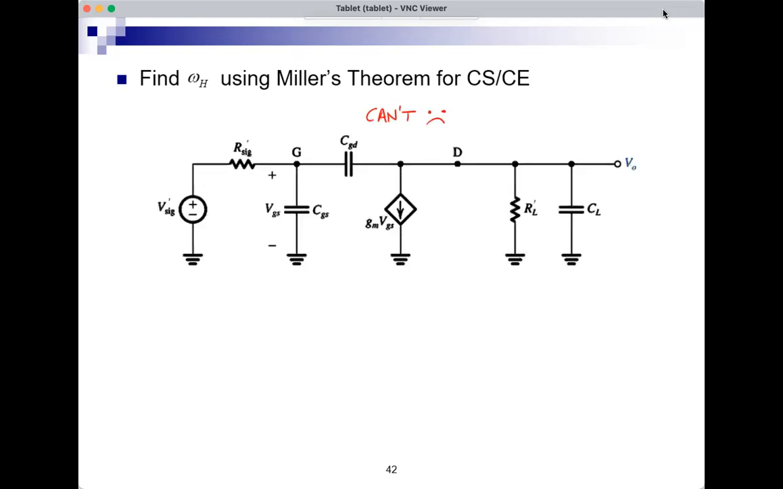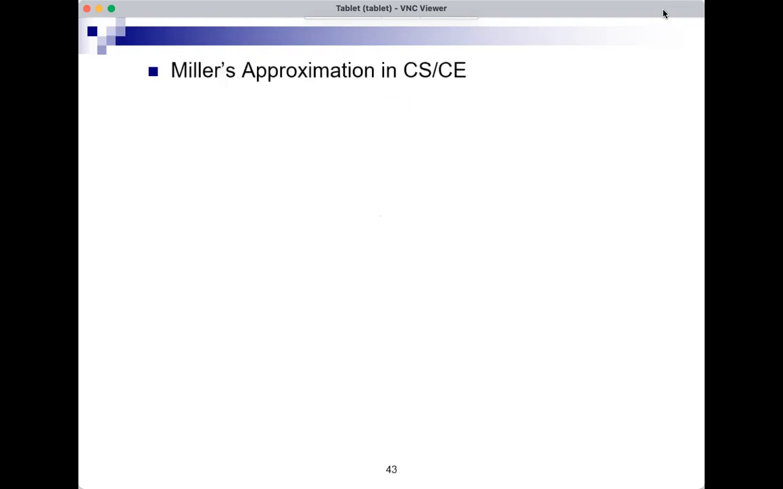But of course, there must be a way. And that way is called the Miller approximation. So I cannot apply Miller's theorem exactly, but I can apply an approximation of Miller's theorem. There will be an error because of this approximation, but the approximation would allow me to apply Miller.